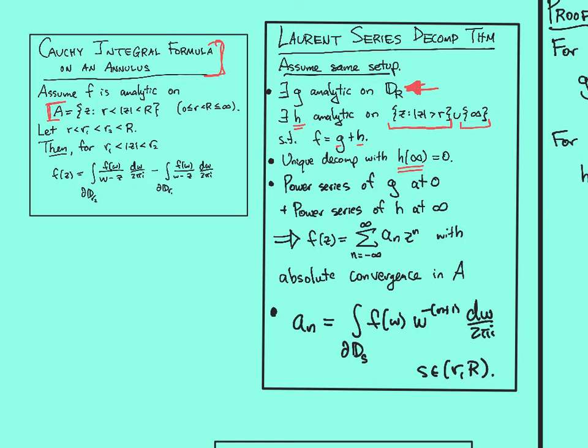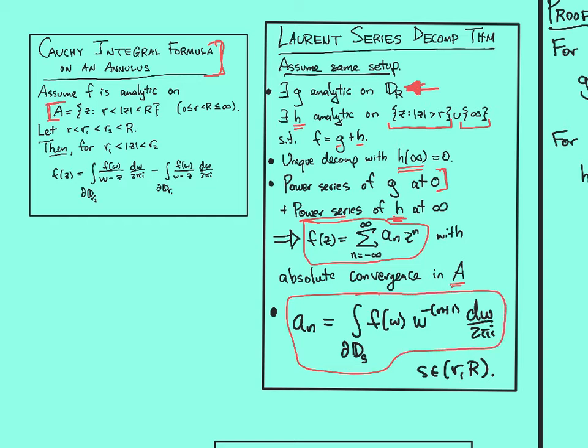And we get Laurent series out of this because G will have a power series centered at 0, and H, if you plug in 1 over z, will have a power series at 0, and then if you reflect back, you'll get a power series for H involving negative powers of z, and so when you add them together, you're going to get a Laurent series for f. And this will have absolute convergence in A. And we can compute the coefficients from integrals just as we've done for analytic functions on disks.